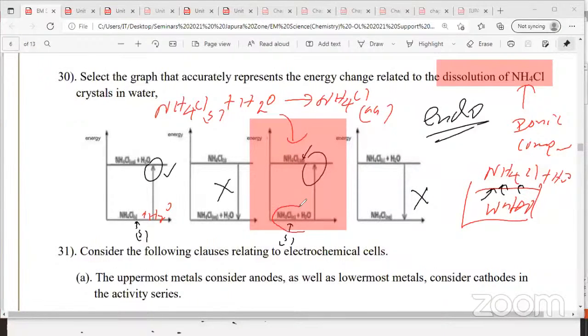Because water and NH4Cl solid should come under reactants. Products are at the higher energy level, because products have more energy. The absorbed heat is stored in the products as chemical energy, right? Question number 30, answer is 3.